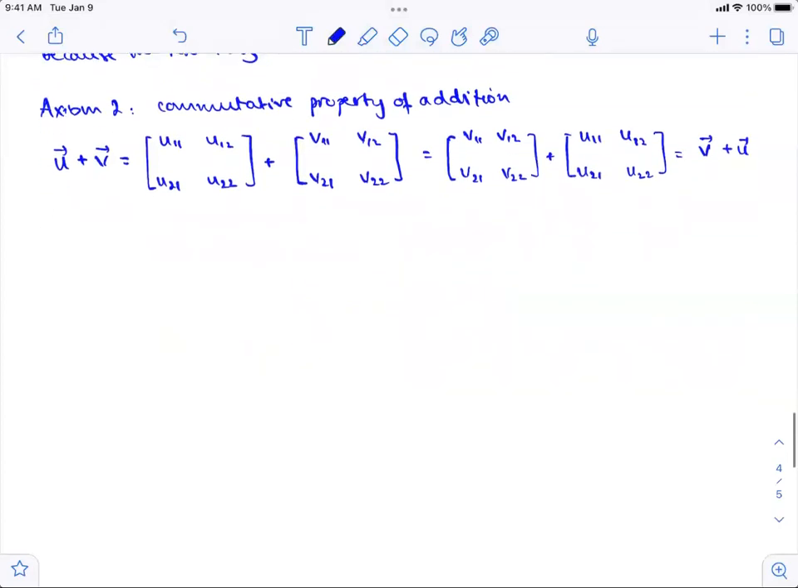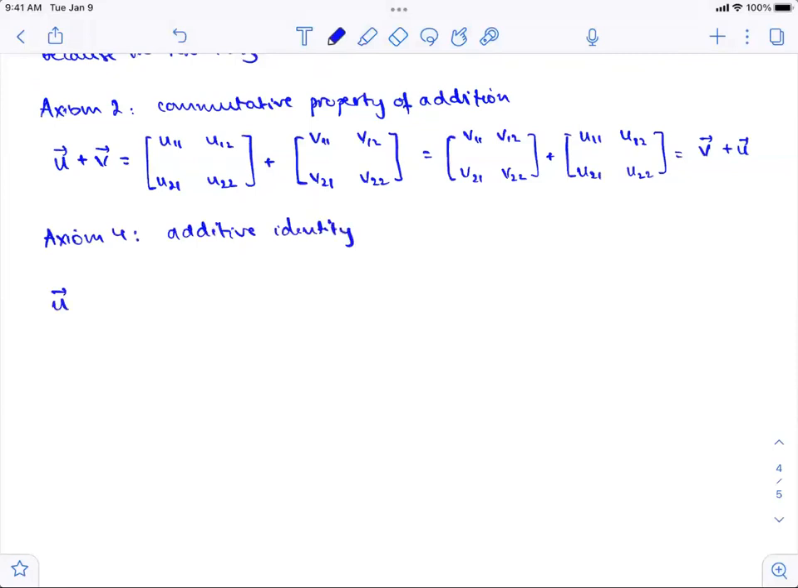Now let's check axiom number 4, or property number 4, the additive identity.